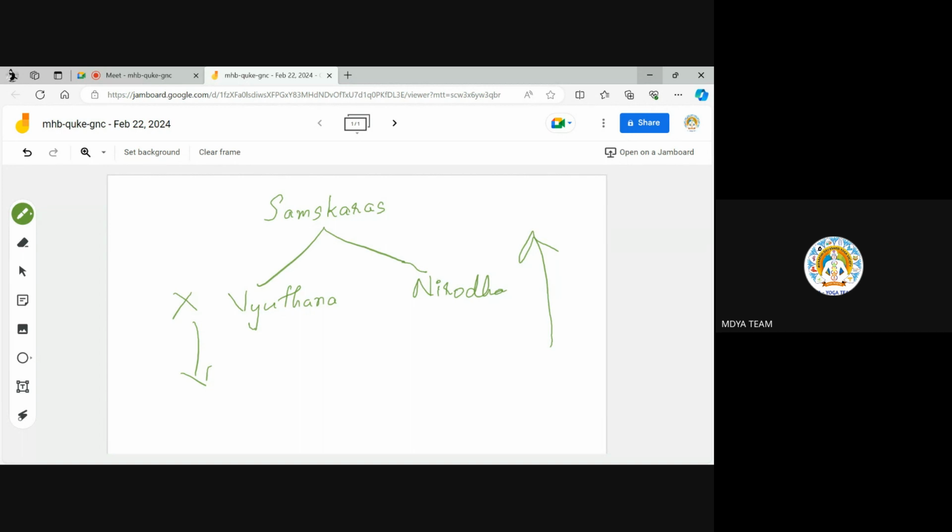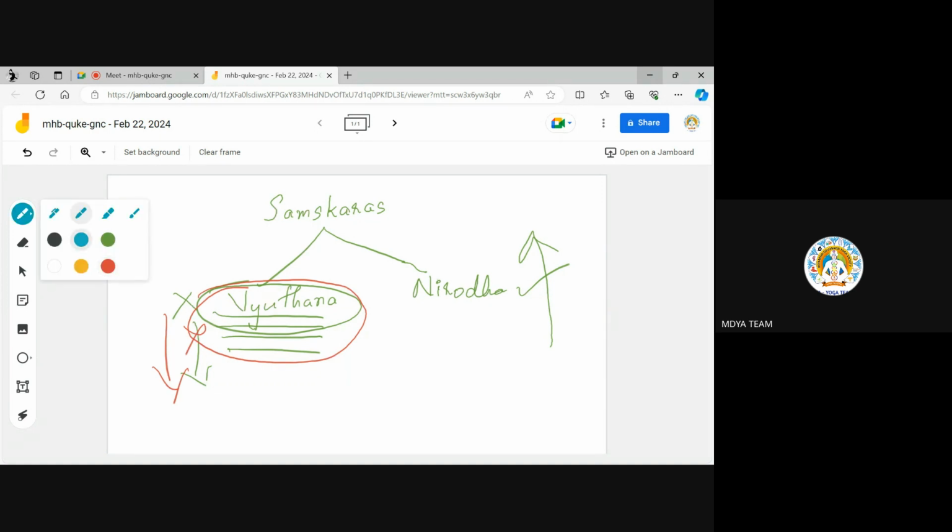Vyutthana samskaras have to be decreased. Vyutthana samskaras have to be eliminated from the mind. Now, does this happen automatically? No. All the tools that are given to us are for helping us get rid of these and to promote Nirodha Samskaras. We don't want the mind to be agitated, frustrated, distracted, disturbed. So I use red for this. This has to be reduced. This has to be cut off.